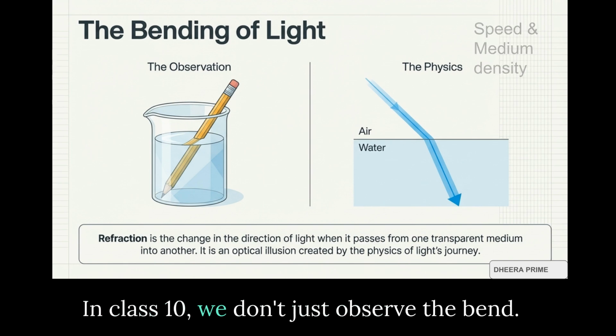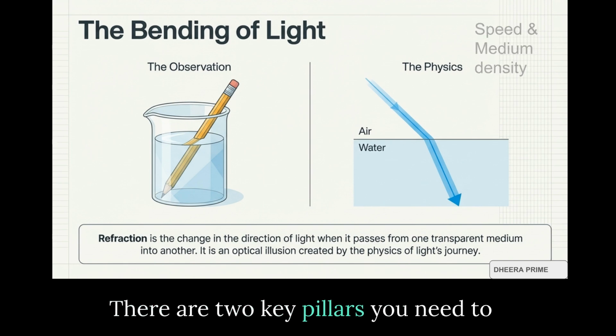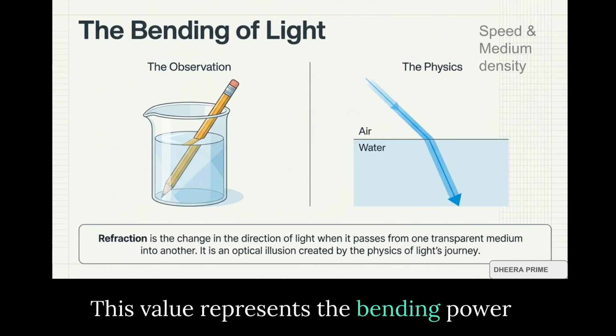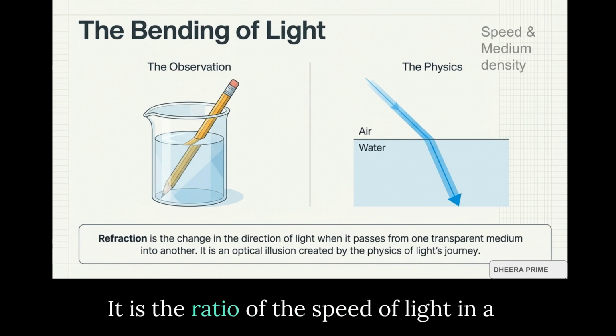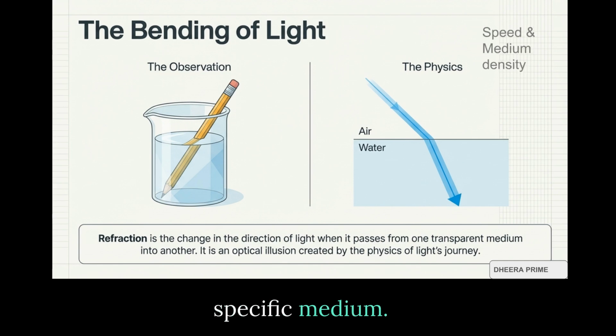In Class 10, we don't just observe the bend, we calculate it. There are two key pillars you need to remember for your boards. 1. Refractive index, n. This value represents the bending power of a medium. It is the ratio of the speed of light in a vacuum to the speed of light in that specific medium. n equals c over v.